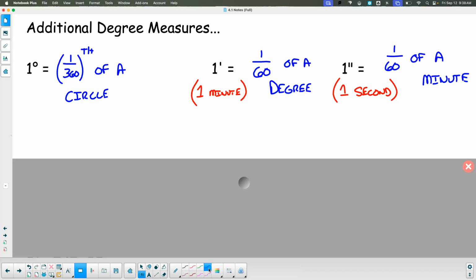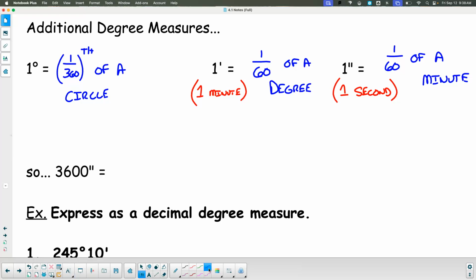So in 1 degree, there are 3,600 seconds. Because we can take 1 degree and we can divide it into 60 parts, and we can take each of those 60 parts and divide it into 60 parts. Okay? So there's 3,600 seconds in 1 degree. With me so far? Okay.